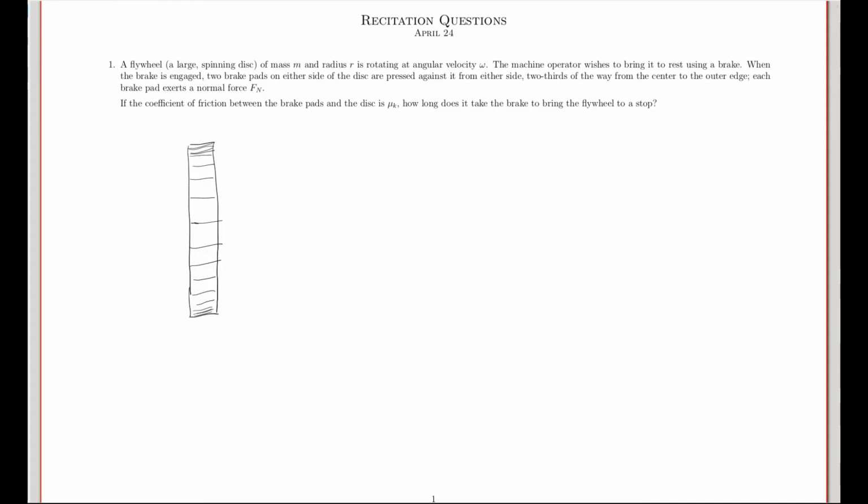It's rotating around its axis at some angular velocity, and we press two brake pads against it 2/3 of the way out from the middle. So if this is the center line, this distance here, which I haven't drawn quite to scale, is 2/3 r. When we squeeze it with these brake pads, each brake pad exerts a normal force F sub n.